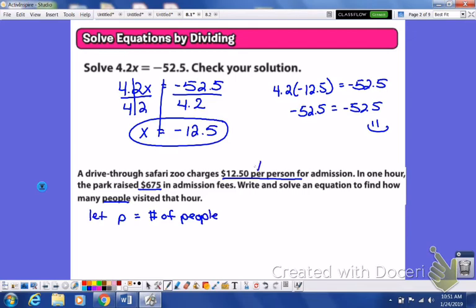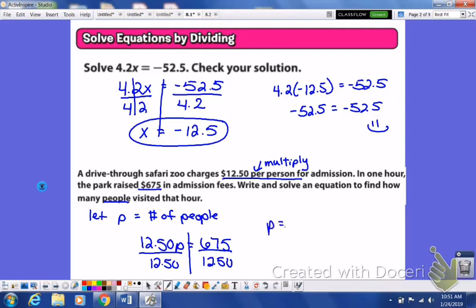Okay, well, per tells us to multiply. So 12.50 times my number of people, which is P, equals the total amount of money that we raised, or that the park raised. So equals 675. Drop our line down. They're being multiplied, opposite multiply. And the inverse operation is to divide. I ran out of room there, so I'm just going to write it over here. 12.50 divided by 12.50 is 1, so 1p, or just p. 675 divided by 12.50 is 54. And we're talking about a word problem, so we have to label. So 54 people.